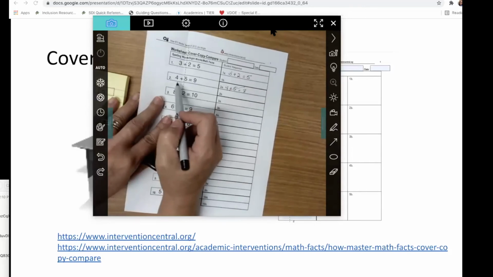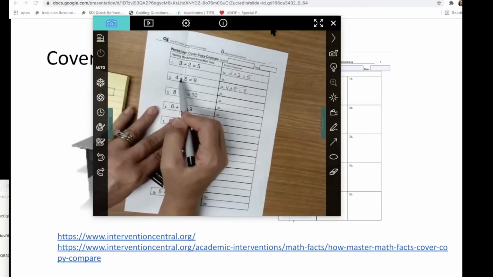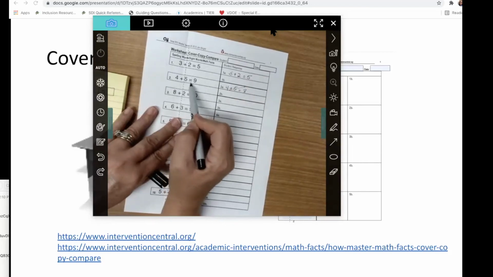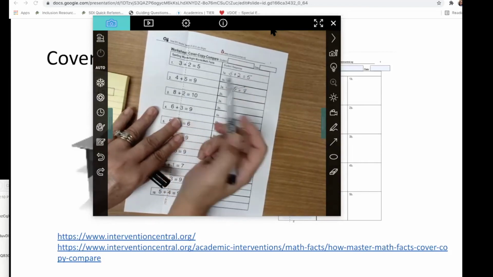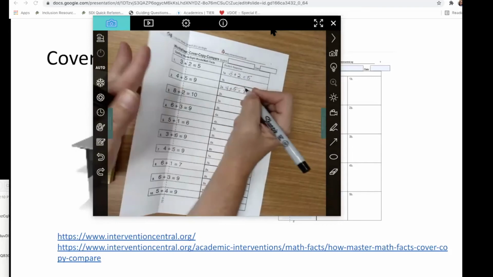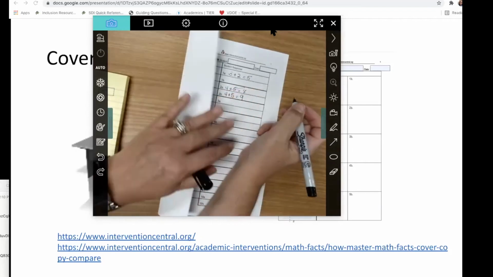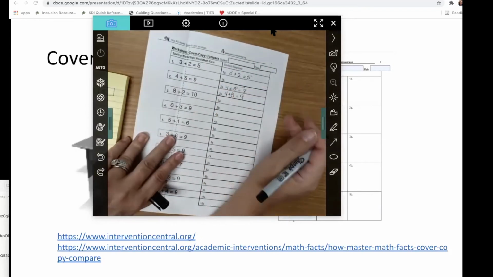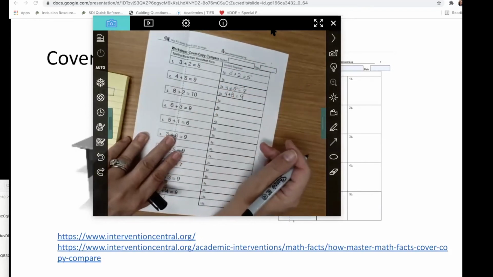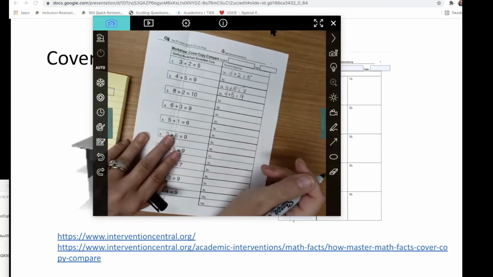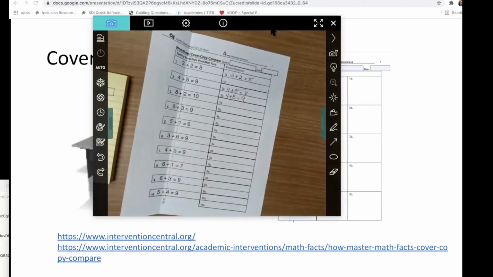So back to when I'm doing it. 4 plus 5 is 9. 4 plus 5 is 9. 4 plus 5 equals 9. You can say it that way too. And then they're going to cover it up again. 4 plus 5 equals 9. I'm going to compare. This is a quick, easy self-check that they can do. And they're going to continue down the page.